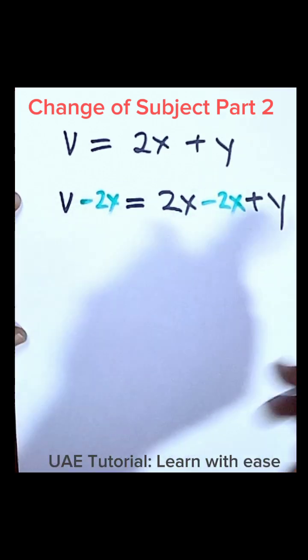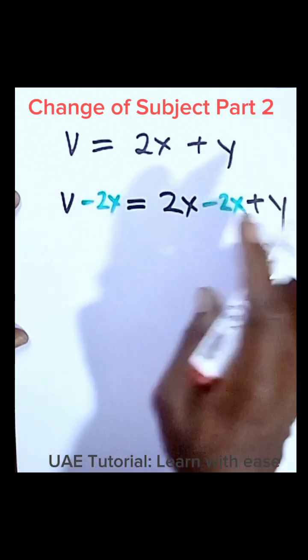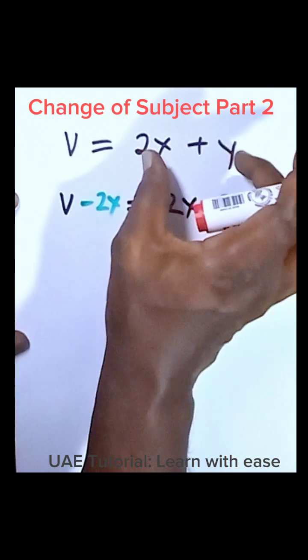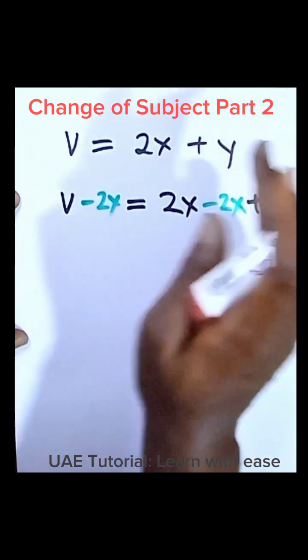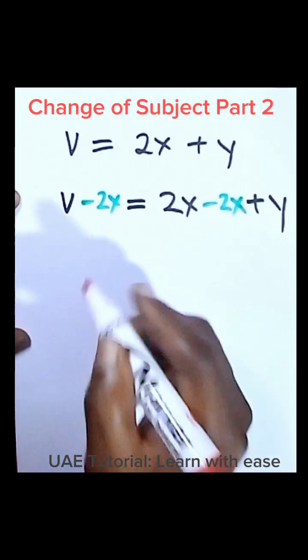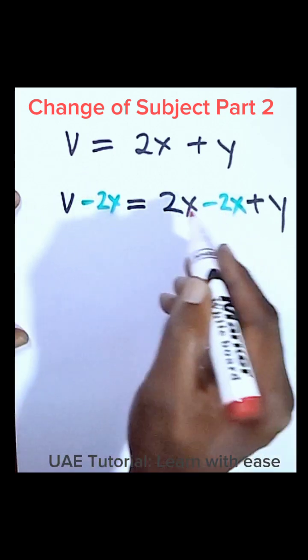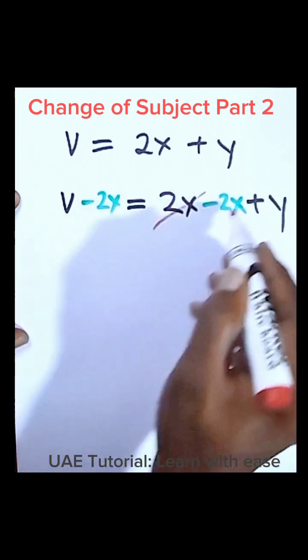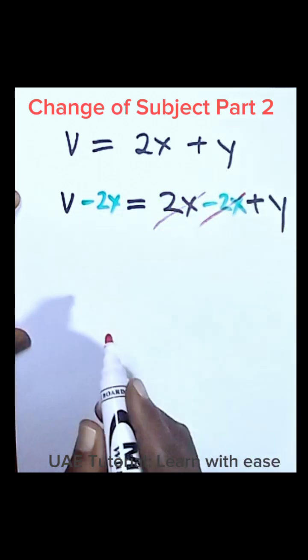You remember how we do this? Subtract 2x. Whatever you do to one side of the equation, you must do it to the other side of the equation. We want to subtract 2x so that y can remain on its own on one side of the equation. So once we have this 2x minus 2x plus y like this, 2x and minus 2x can just go away.